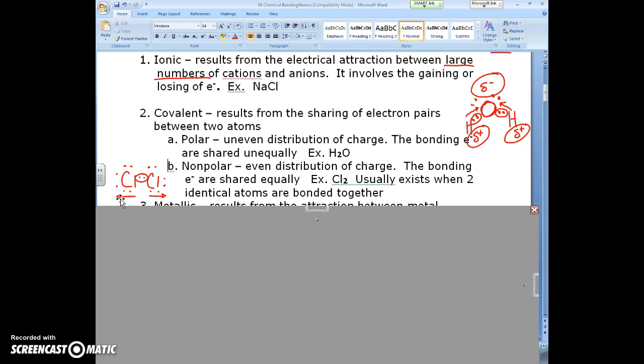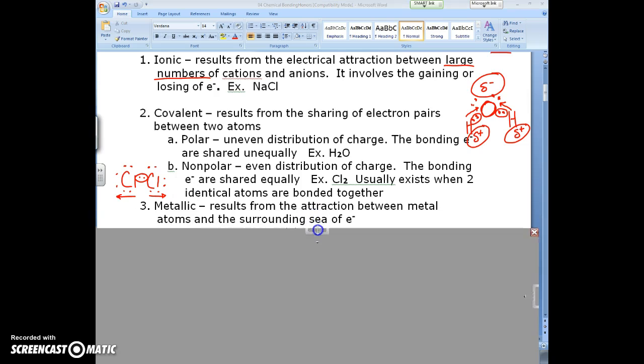All right, so we have ionic, which is gaining or losing electrons, and it's that positive attracted to that negative. Then we have covalent, where they're going to share. They can share unequally, and that's polar, where they have opposite charges. Or they could share equally, and that is called nonpolar, and there are no charges in nonpolar.